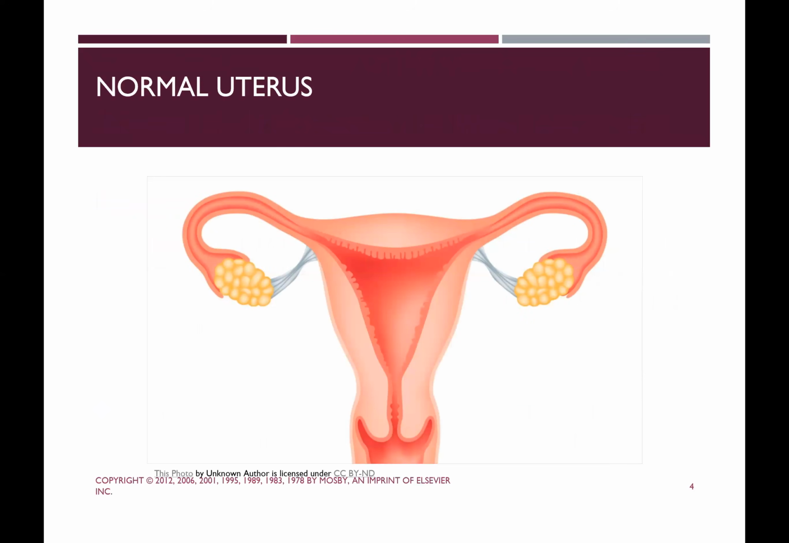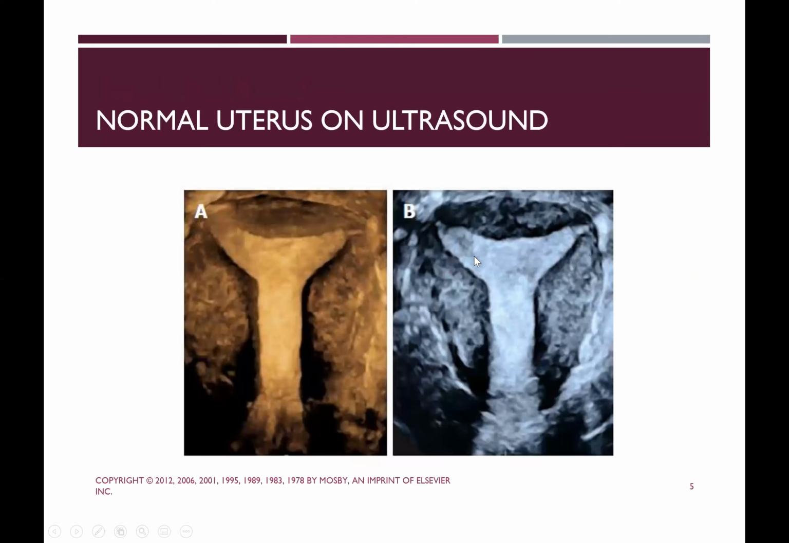This is a normal uterus. You can see this is the vagina here. This is the cervix, the internal os, the external os. This is the body of the uterus, this beautiful endometrial canal. And then you have two fallopian tubes connecting to the ovary. This is the ovarian ligament, keeping a hold of the uterus there.